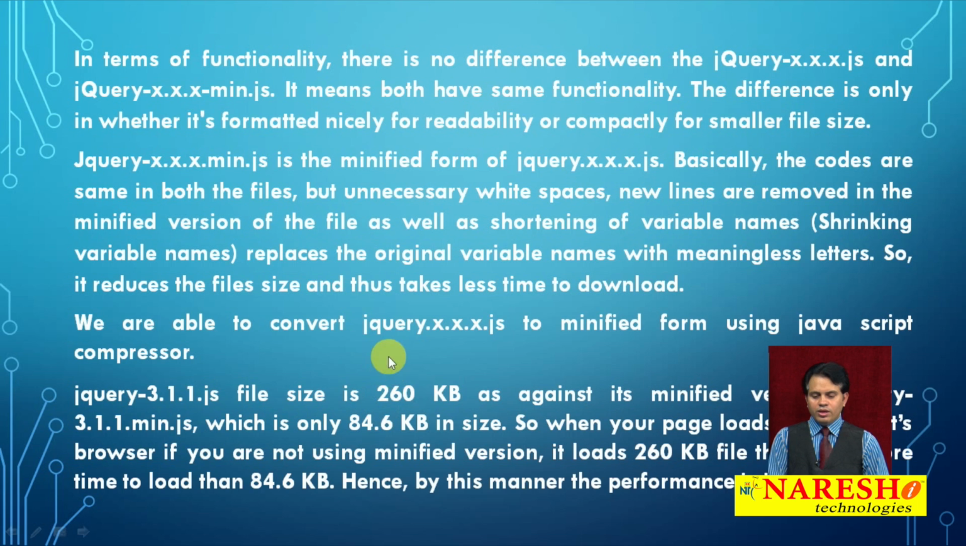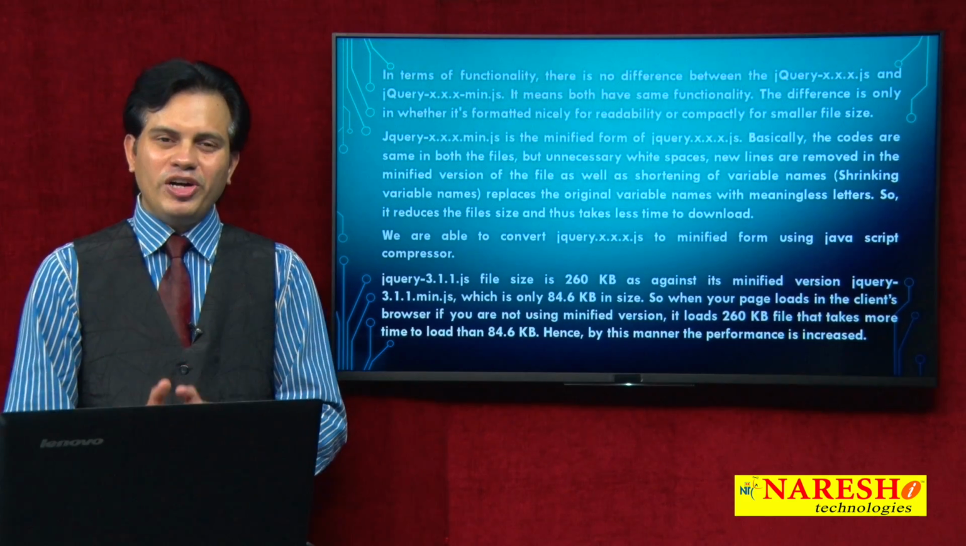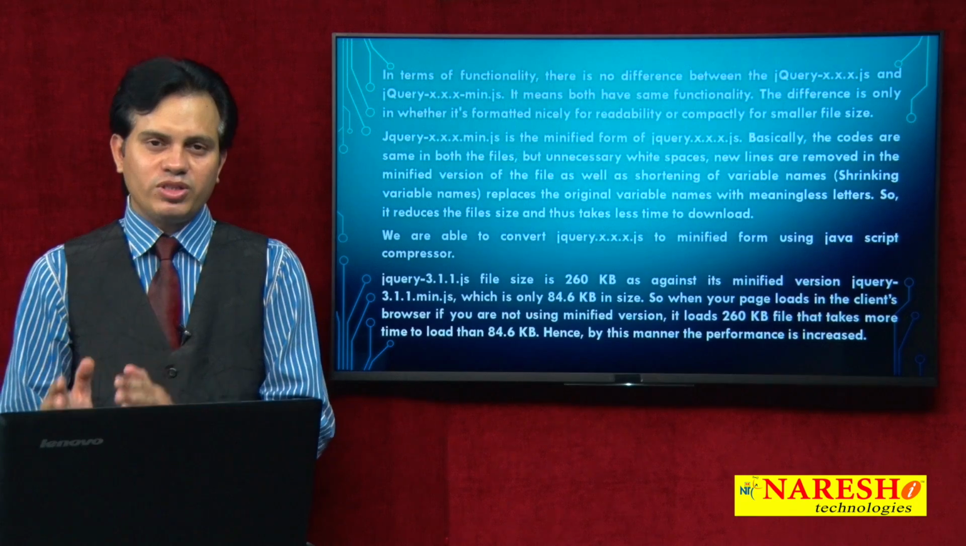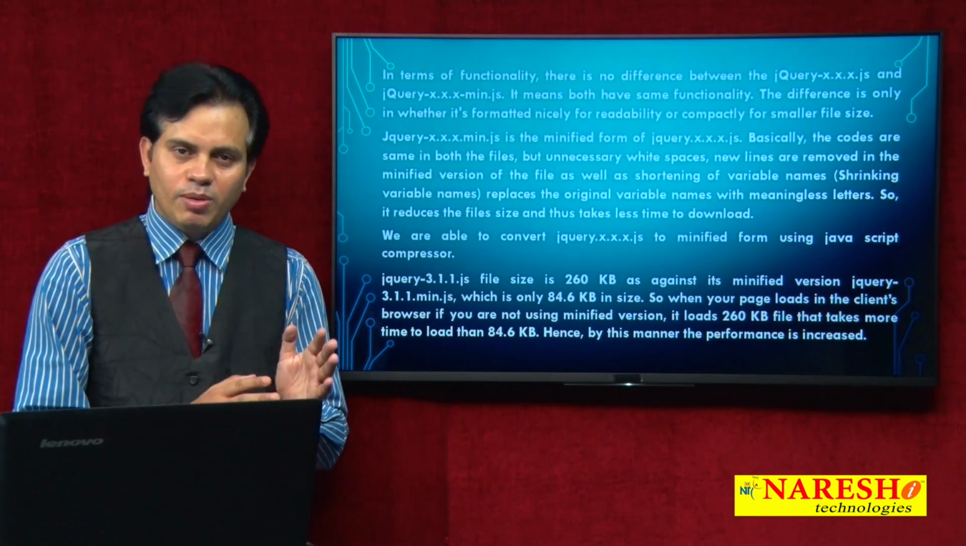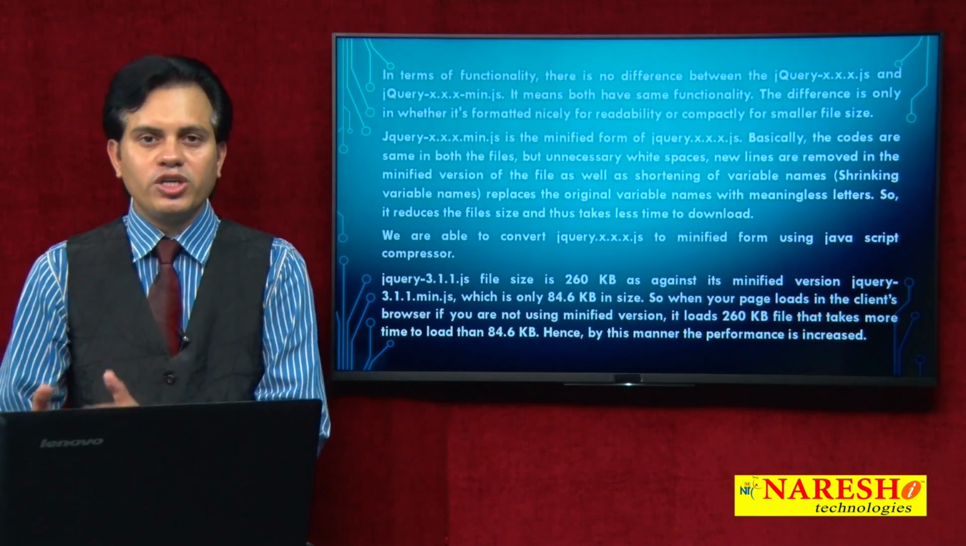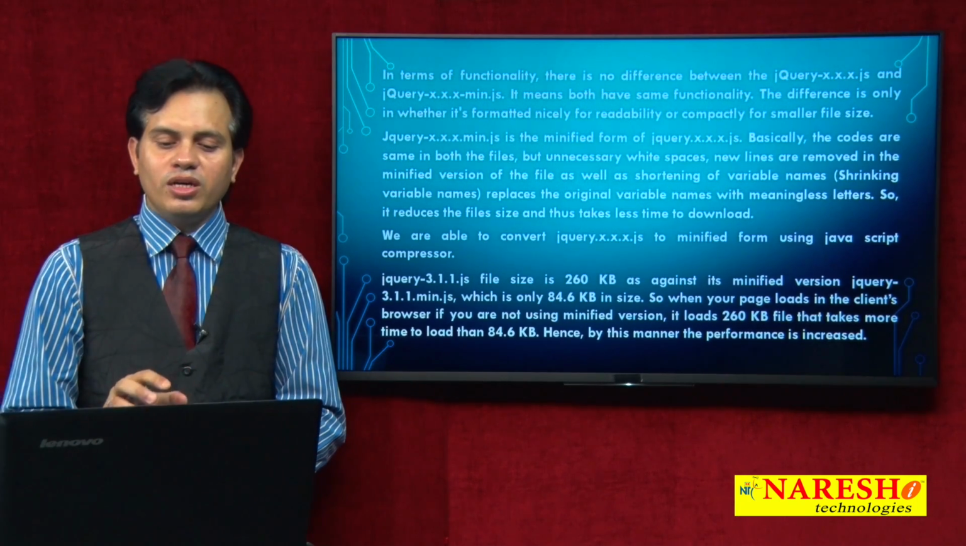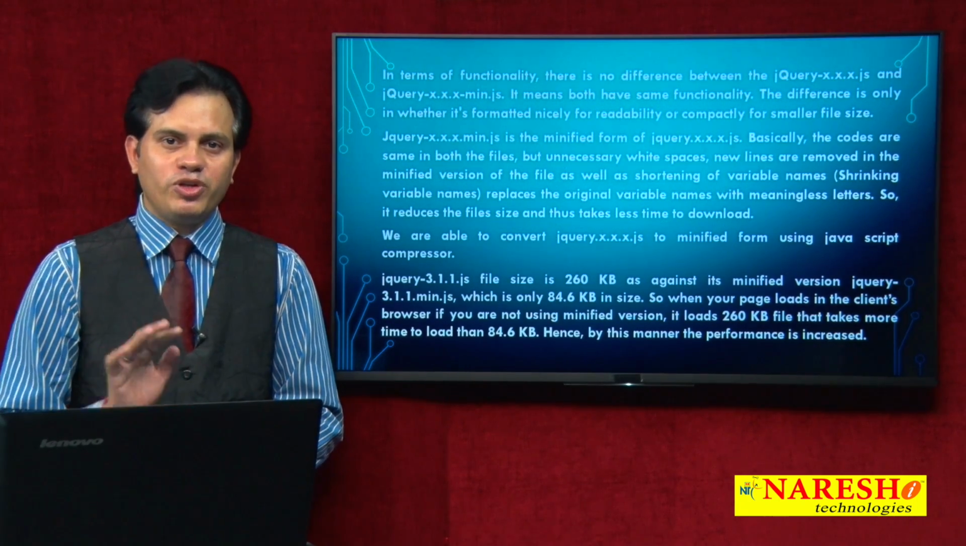Now look here, in terms of functionality, there is no difference between the development version, available in the form of jQuery-some-version-number.js, and the production version, available in the form of jQuery-version-number.min.js. What functionality is provided by the development version, the same functionality is provided by the production version. Whatever functions are available in the development version, the same functions are available in the production version. What result we can achieve using the development version, the same result we can achieve using the production version. It means both have the same functionality. This point is to be noted by you.